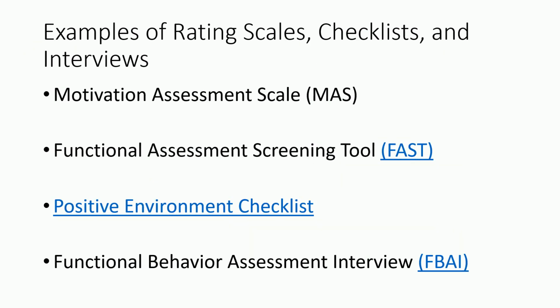So there are some examples that you can find on mnpsp.org. There's the Motivation Assessment Scale, the Functional Assessment Screening Tool, or the FAST, the Positive Environment Checklist, and then there's the Functional Behavior Assessment Interview, the FBAI. Each of these is found on the mnpsp.org website, so feel free to take a look at those.